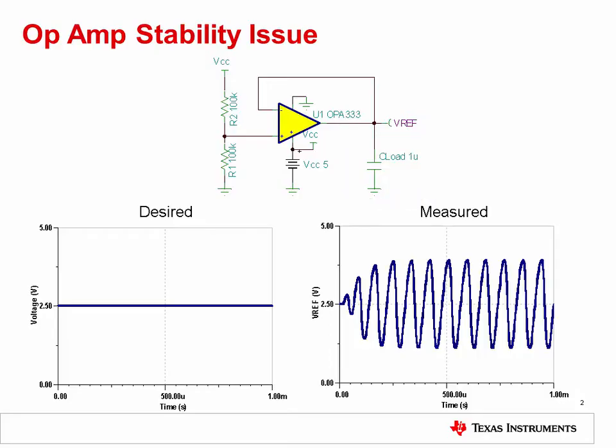Often, stability problems are caused by connecting a capacitor to the output or to the inverting input of the amplifier. This op-amp supply splitter circuit was designed to deliver a constant 2.5 volt DC output for the reference voltage in a system.